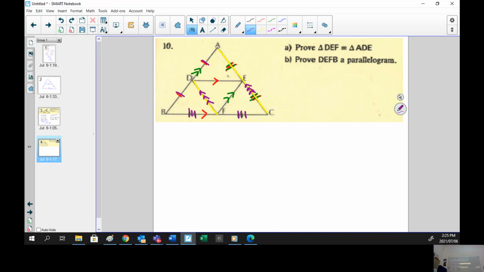Alright, so what they want now is they want you to prove that triangle DEF, okay, that's this one, DEF is congruent to ADE. So this triangle in here and this triangle here, we're going to prove them congruent. Well, it's too easy because now with all these parallel sides, which we got from midpoint theorem, we can get lots of things equal. Do you agree with this?